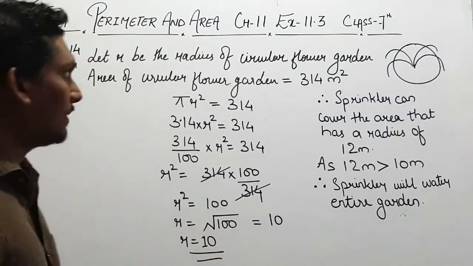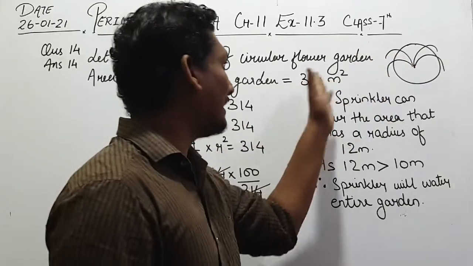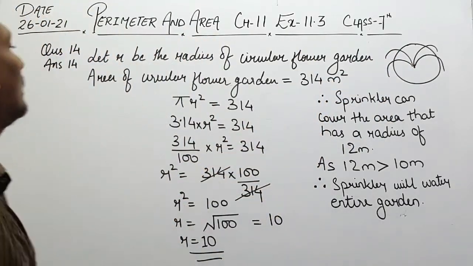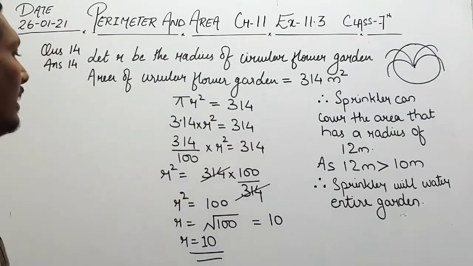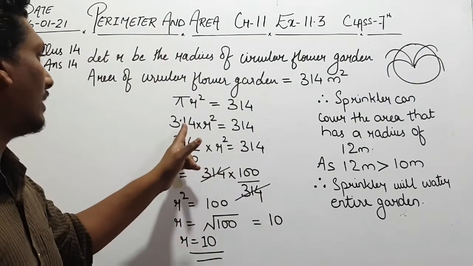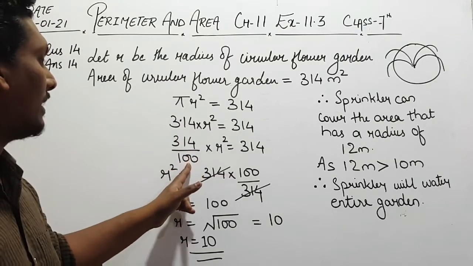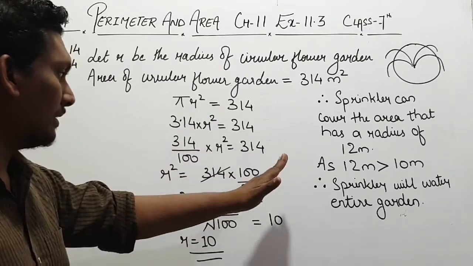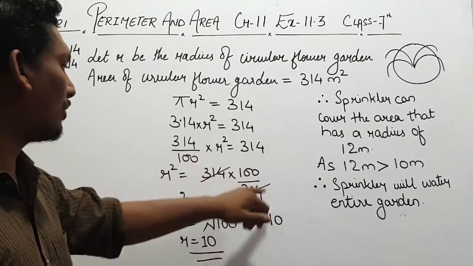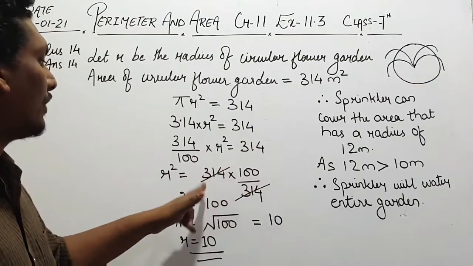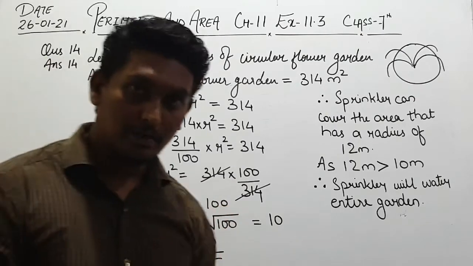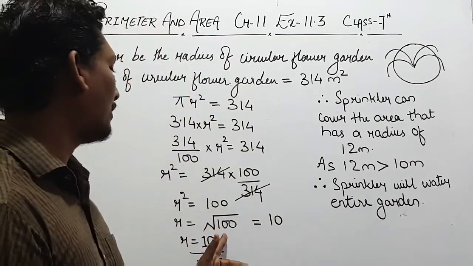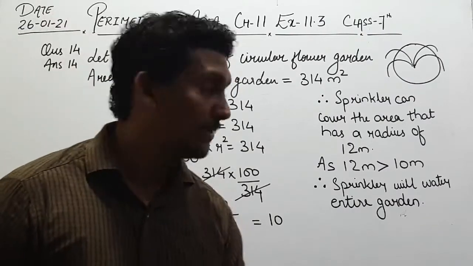So the question is very simple. One circular garden is there, area is given to you. We have to find r square. For finding r square, just remove this point by dividing by 100. Shift this, and while shifting it will get reciprocal. 314 cancel it. You will get r square as 100. Find the square root, that is 10.